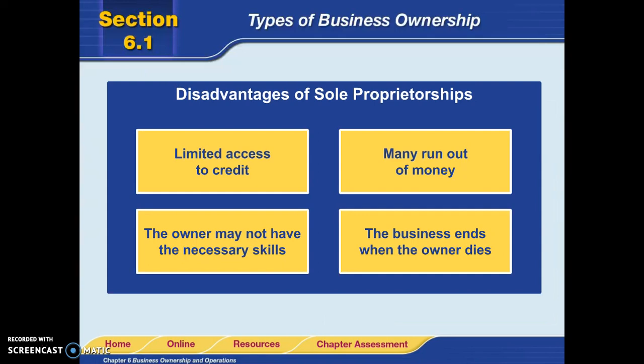Other disadvantages of a sole proprietorship are limited access to credit. You may run out of money. The business ends when the owner dies. If there's no way to transfer the business over to a new owner, once that proprietor passes on, that business will then cease to exist and will have to come to a close. The owner may not have the necessary skills in order to make the sole proprietorship successful. So many advantages and disadvantages to sole proprietorships, but remember, they do make up 3/4 of the businesses in the United States.